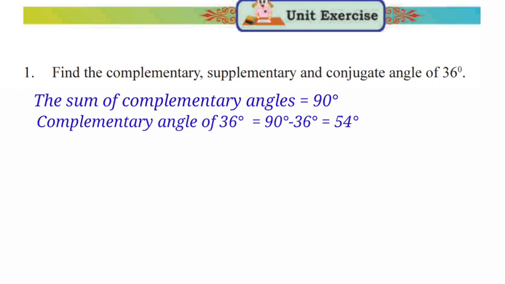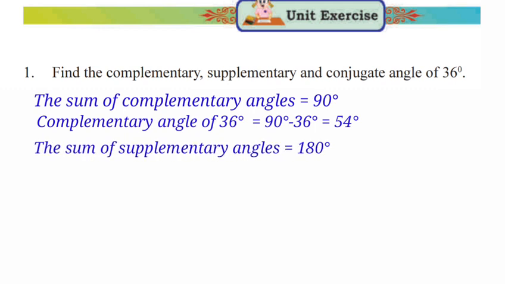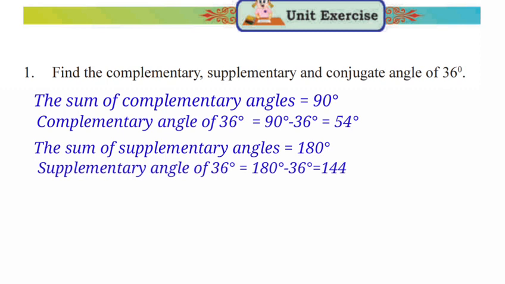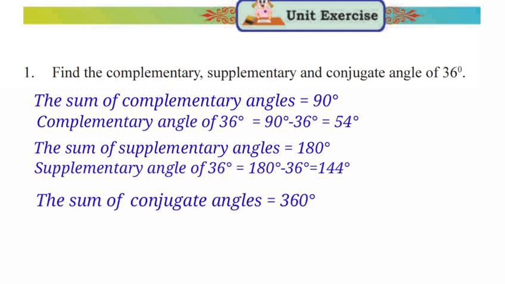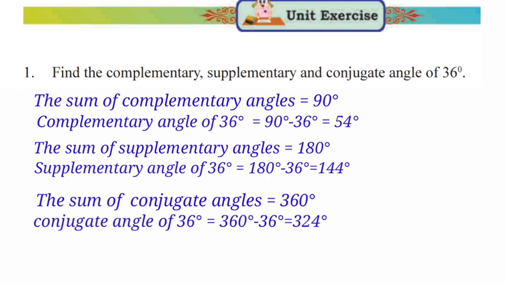So next one, the sum of the supplementary angles is equal to 180 degrees. Then the supplementary angle of 36 degrees is equal to 180 minus 36, which is 144 degrees. Next, the sum of the conjugate angles is equal to 360 degrees. Then the conjugate angle of 36 degrees is equal to 360 minus 36, which is 324 degrees. So this is the first problem.